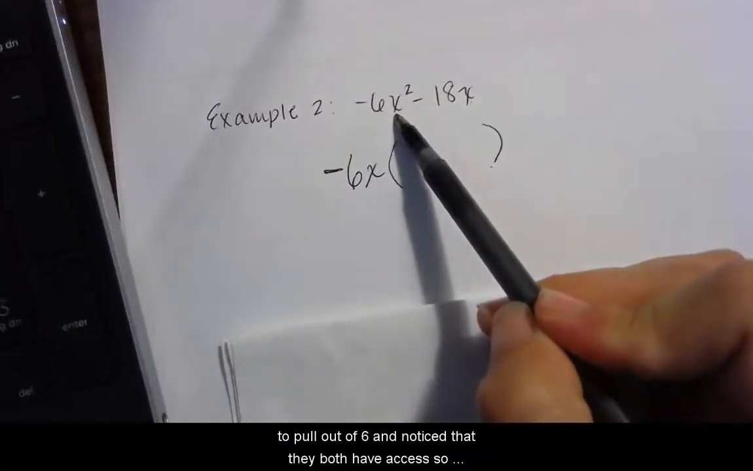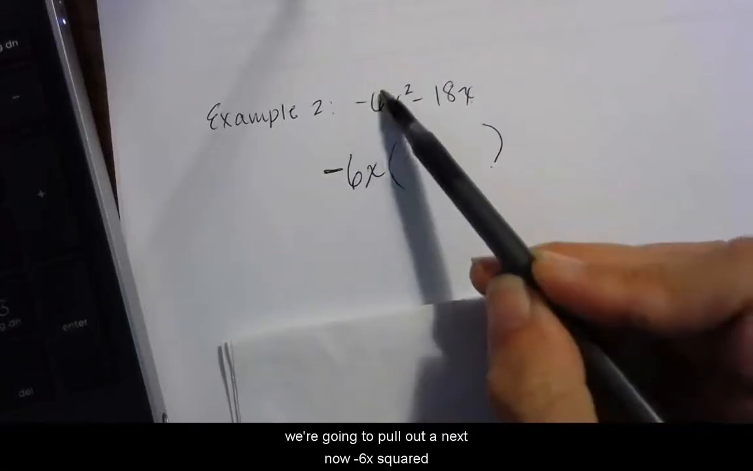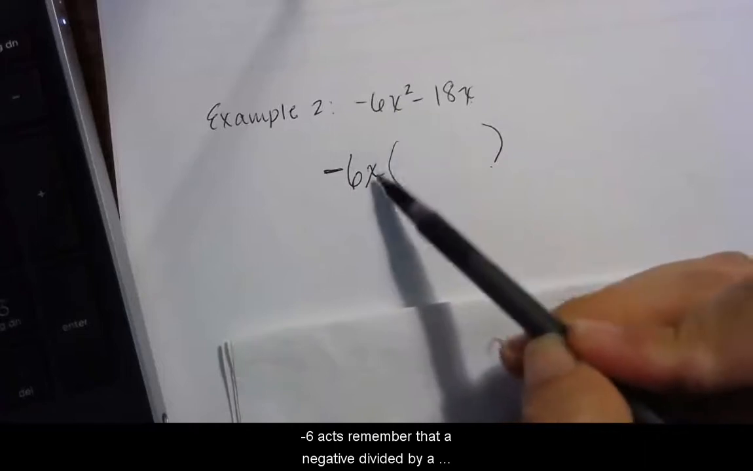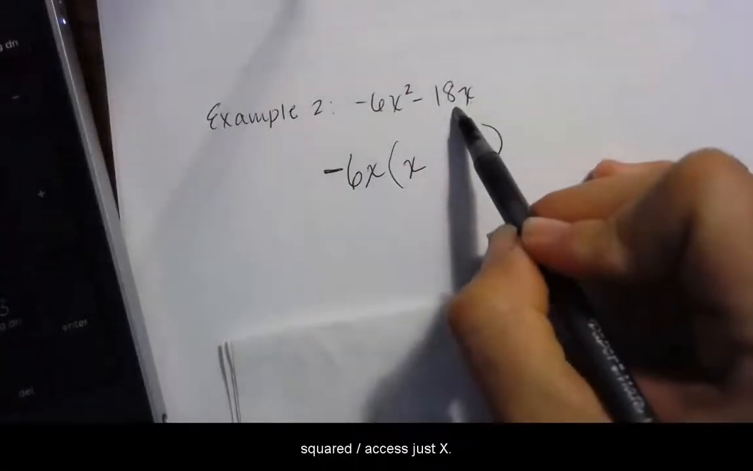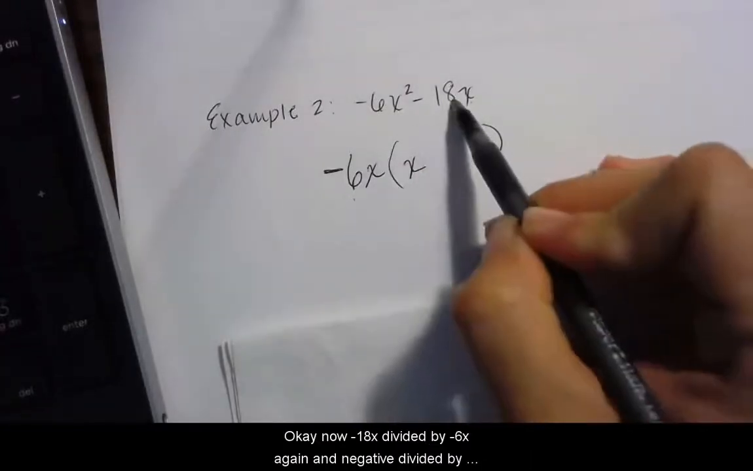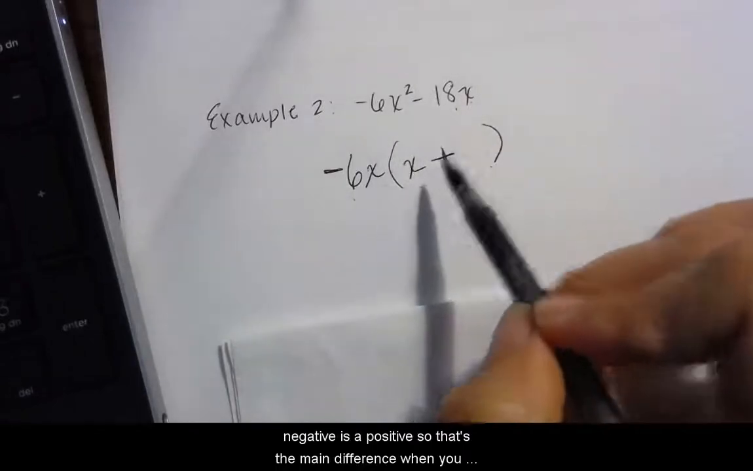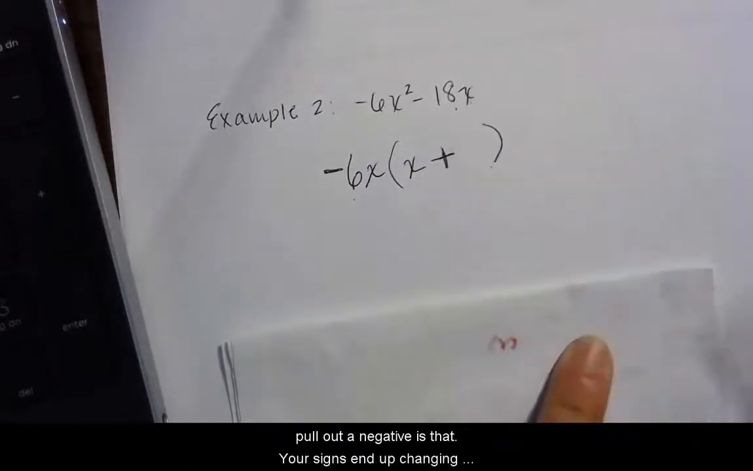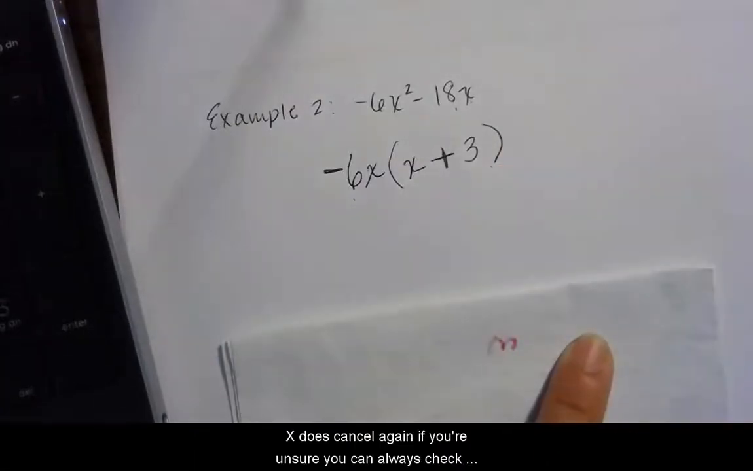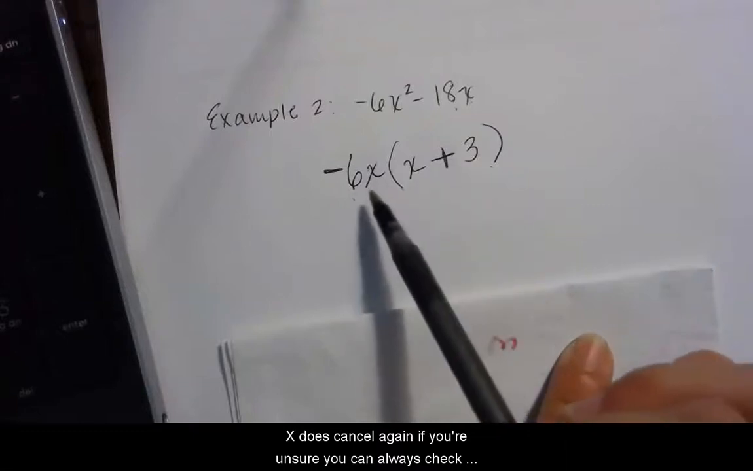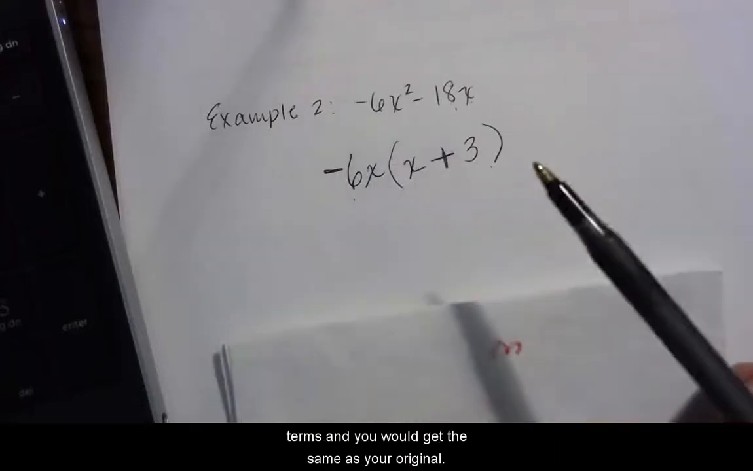Now, negative 6x squared divided by negative 6x, remember that a negative divided by a negative is a positive. The 6's would cancel, and x squared divided by x is just x. Okay? Now, negative 18x divided by negative 6x, again, a negative divided by a negative is a positive. So that's the main difference when you pull out a negative, is that your signs end up changing. So 18 divided by 6 is 3, and x divided by x does cancel. Again, if you're unsure, you can always check this by distributing the negative 6x to both terms, and you would get the same as your original.